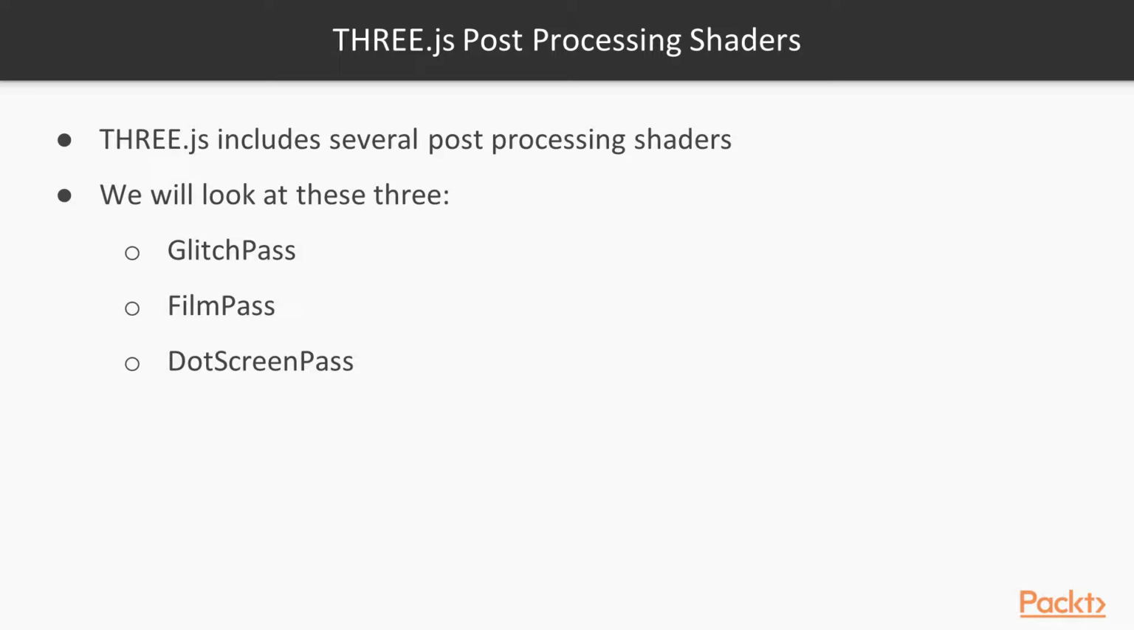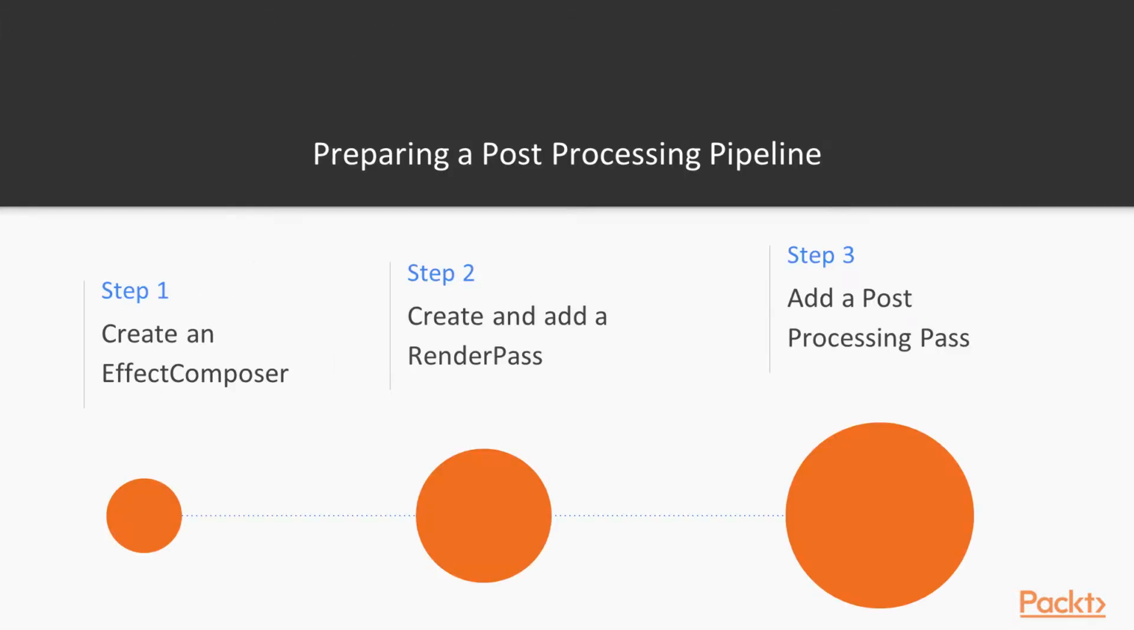Three.js comes with a number of post-processing shaders that you can use without writing any fancy code. In this video, we'll look at using 3 of them. There are a number of steps involved in using a post-processing shader when using the Three.js library. First, you create an instance of the EffectComposer class, passing in your renderer as the single parameter. Then you use the addPass method of the composer, adding an instance of the RenderPass class. This takes 2 parameters, the scene and the camera. Now we're ready to add a post-processing shader.